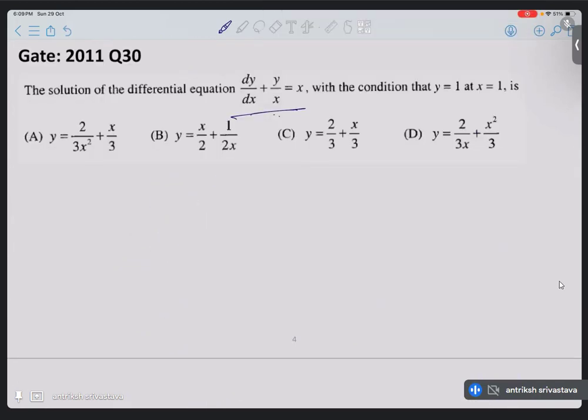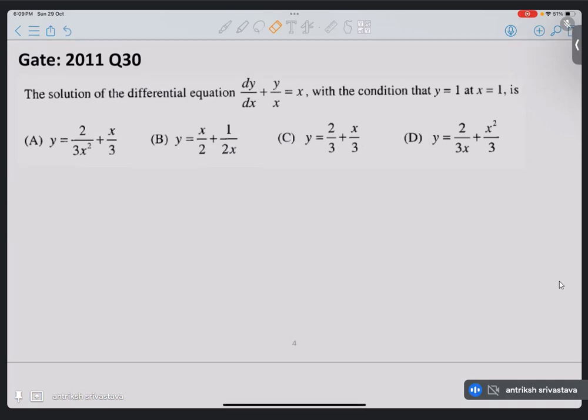Okay, so this question is a first order linear differential equation. This is related to that. Now, why are we saying first order and first degree linear differential equation? If you know, the linear differential equations are written in this form, the general linear differential equation.